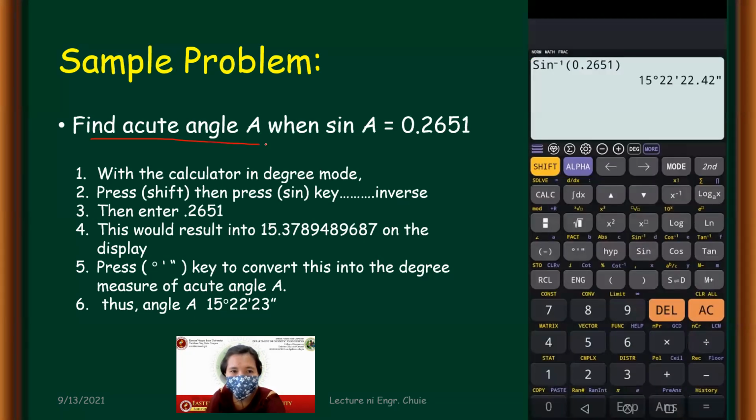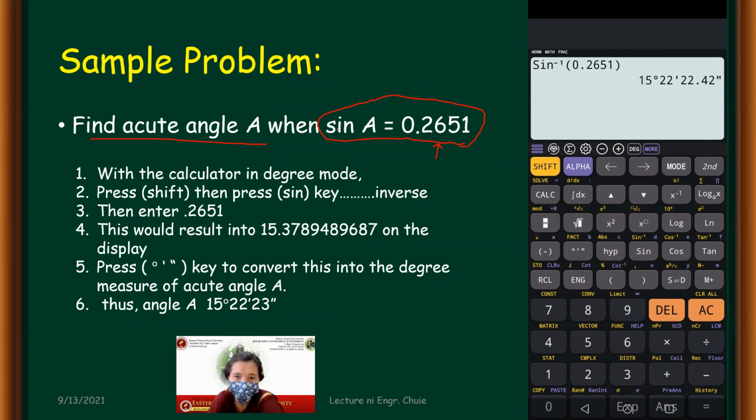So how are we going to find the acute angle of a certain angle? So if we are going to use sine A is equals to 0.2651, what is the equivalent of A in angle? So how are we going to compute the value of A? So sine A equals to 0.2651. So in this manner, we are going to compute the inverse function of this value. So we are going to compute the inverse.